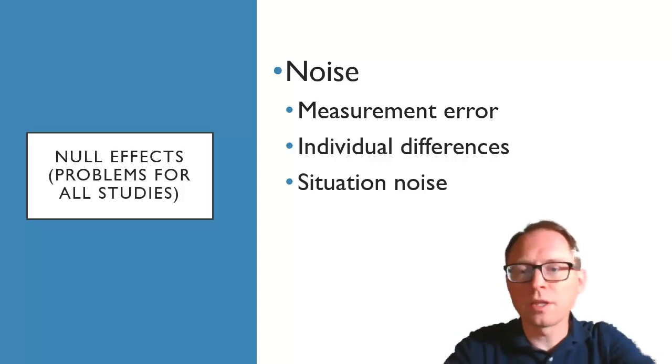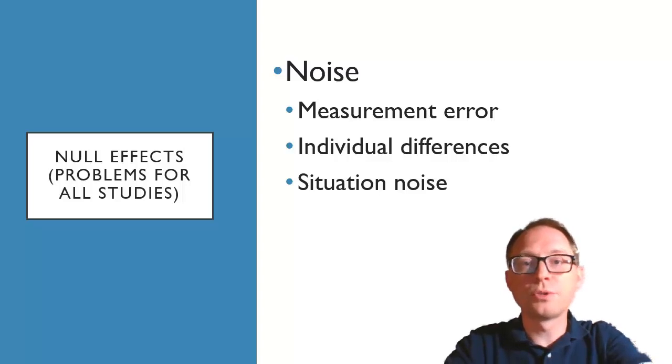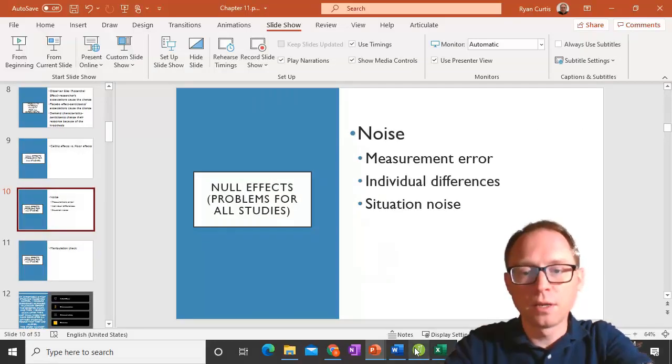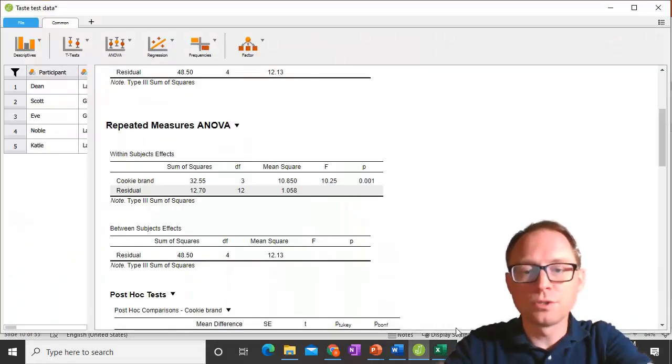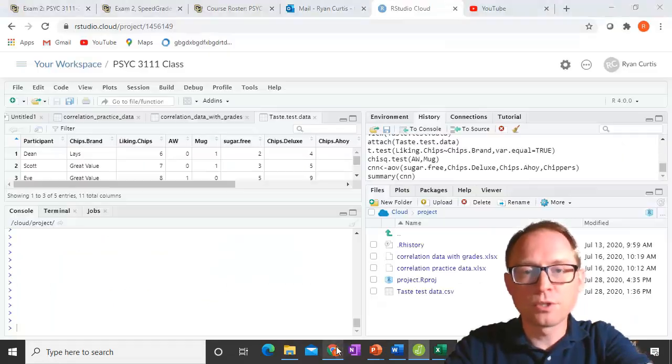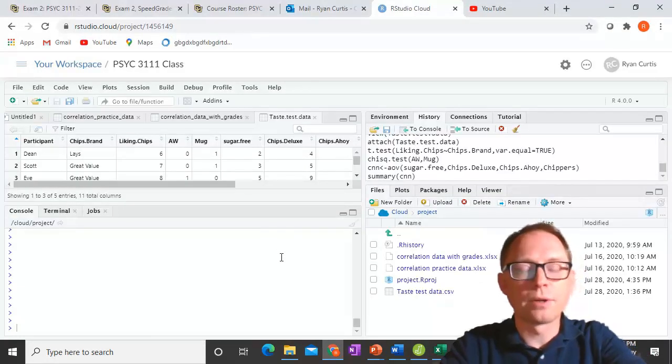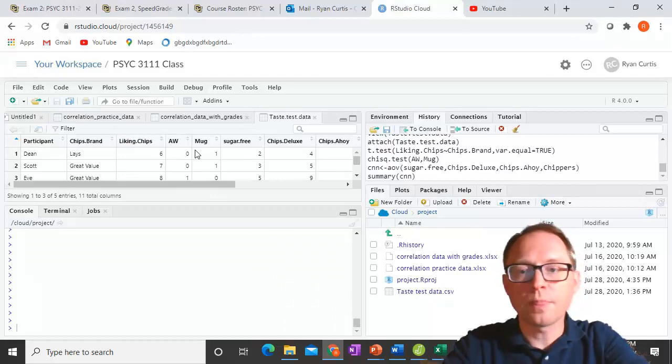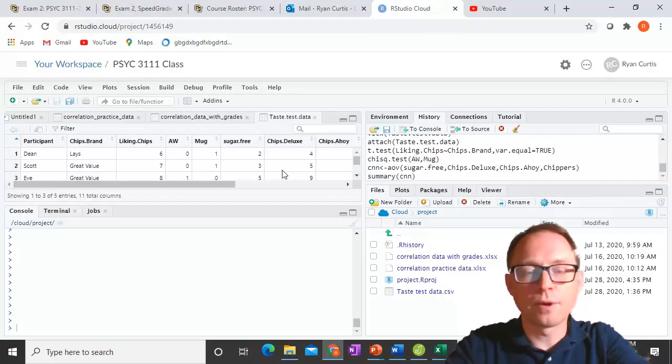So in order to look at this, let's go ahead and see what we would do to test this. What I've done is put this into, let's go ahead and do this with the Studio Cloud. These are the data that we got from my family, all right? Each of the participants, the chips brand, how much they liked it, etc. For now, we're just looking at the chips brand and how much they like the chips.